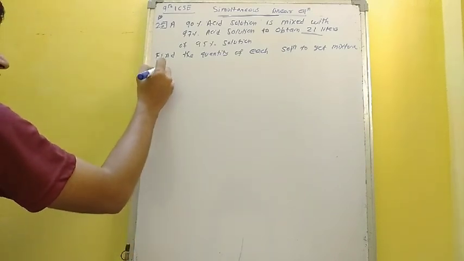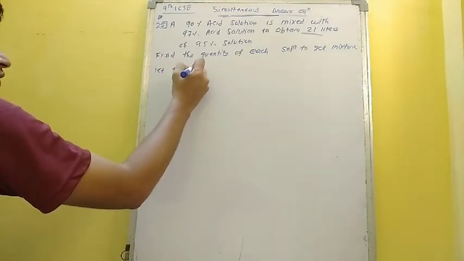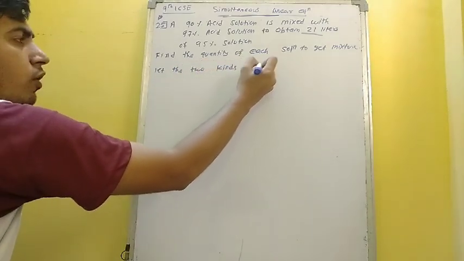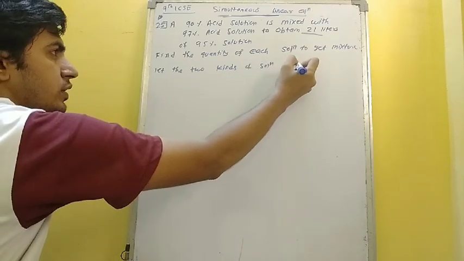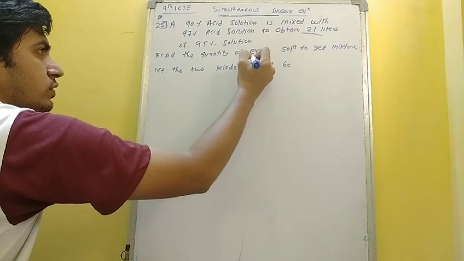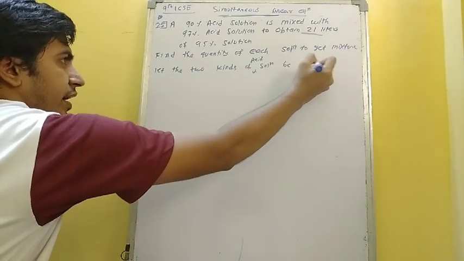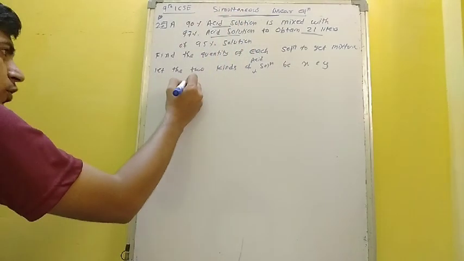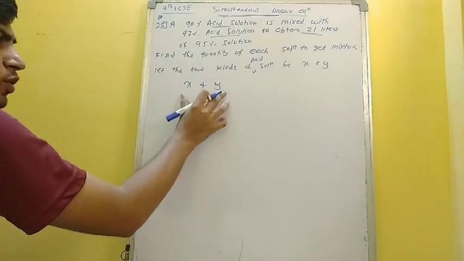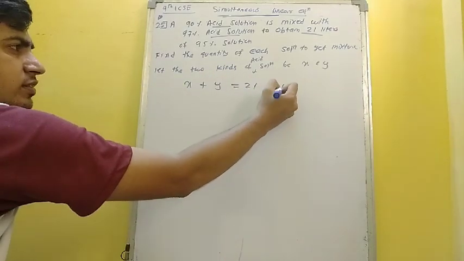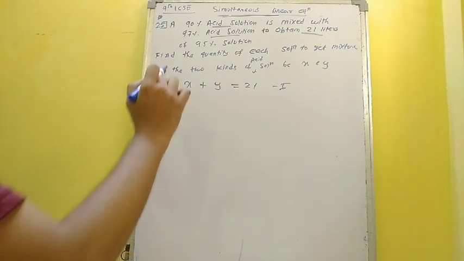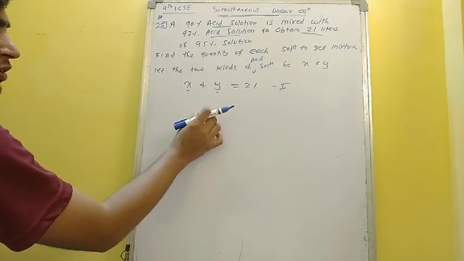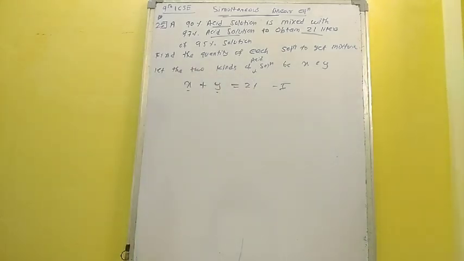Let the two kinds of acid solution be X and Y. We have the first type and the second type, X and Y. If we mix X and Y together, we will get 21 liters. So that one was easy. Mixing the first part and the second part together, we directly get 21 liters of the solution.